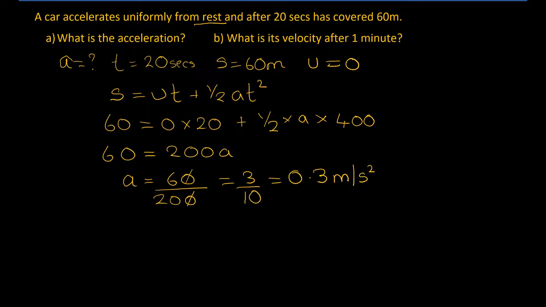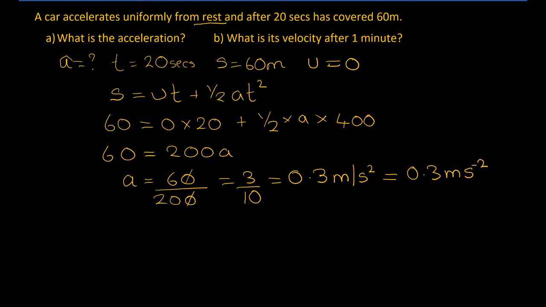Notice that we had to square the time in there. The other way it might be written is meters per second with a -2, so using indices notation instead.